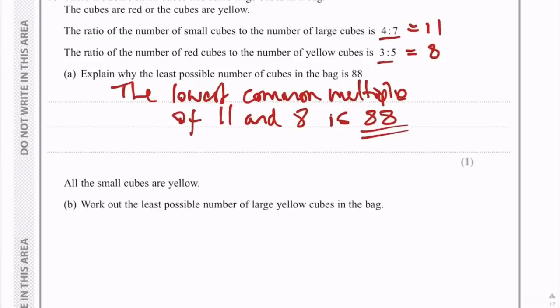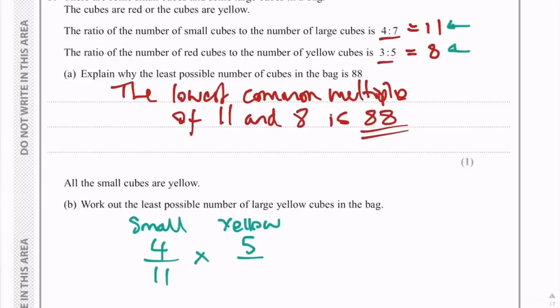Now up here in this first ratio, it tells us that the small cubes to the large cubes is 4:7, and it was out of 11, wasn't it? So those small cubes, as a fraction, is 4 out of 11. To find out how many small yellow cubes there are, we'll times that by the fraction that are yellow, which I'll get from this ratio, which is out of 8. The yellow there is the 5, it says red to yellow, so 5 is the yellow. So that's 5 out of 8, and that gives us 20 on the top and 88 on the bottom. And there we go.